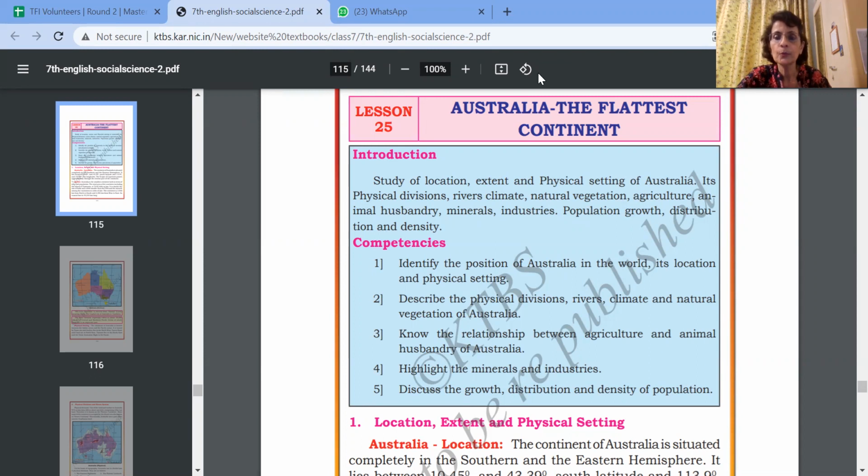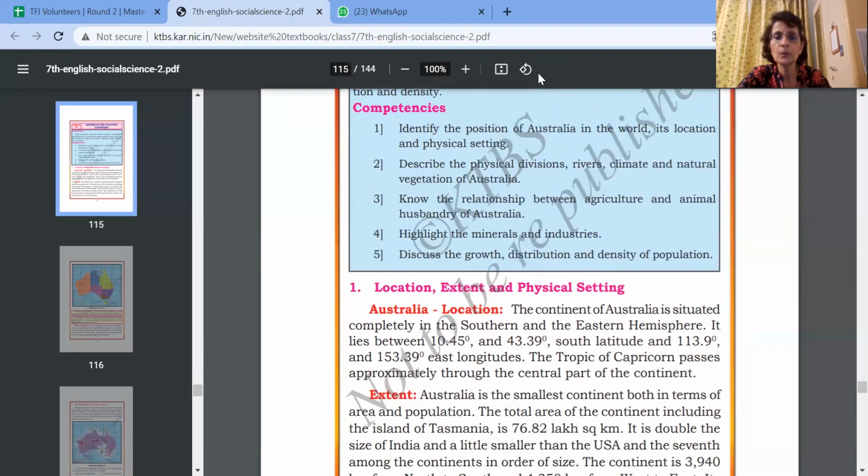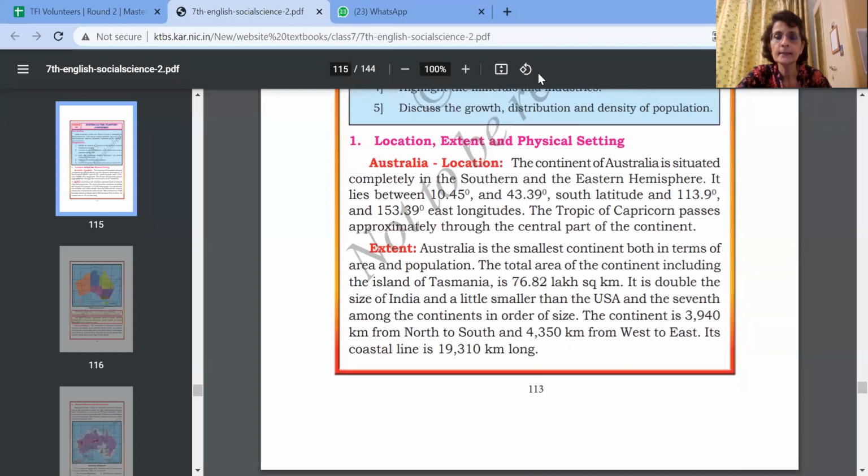So, please open your book to page 113 and let us quickly go through this chapter. I'll be making you mark some things in points. So please keep marking as we are doing the lesson.